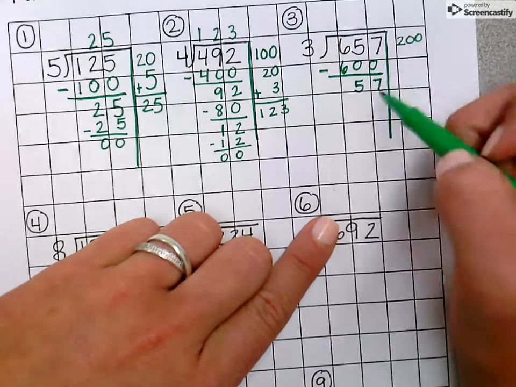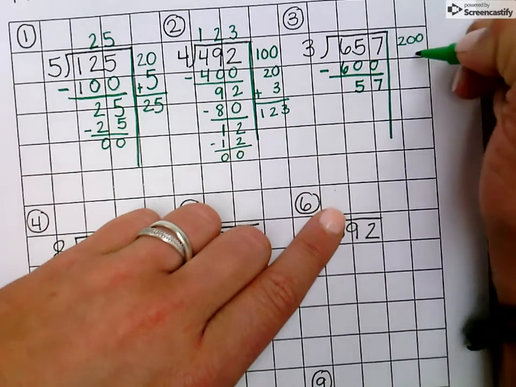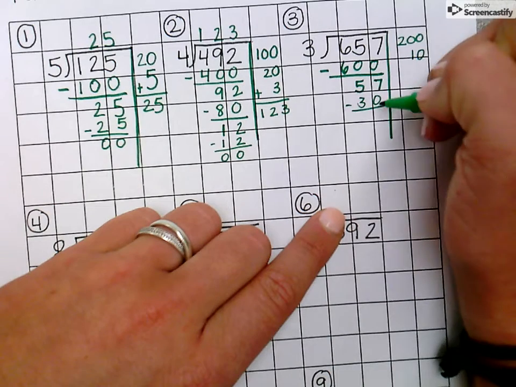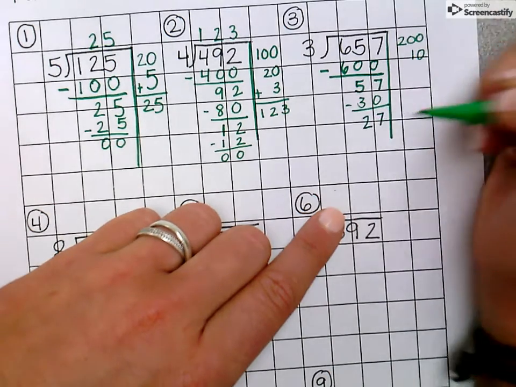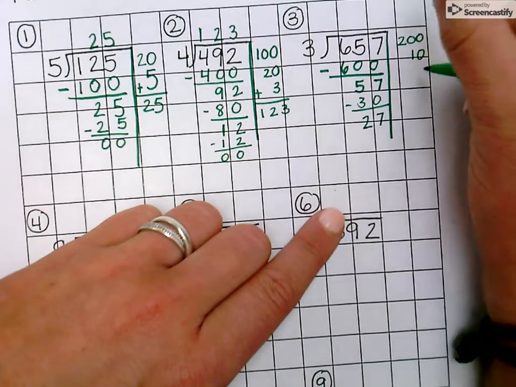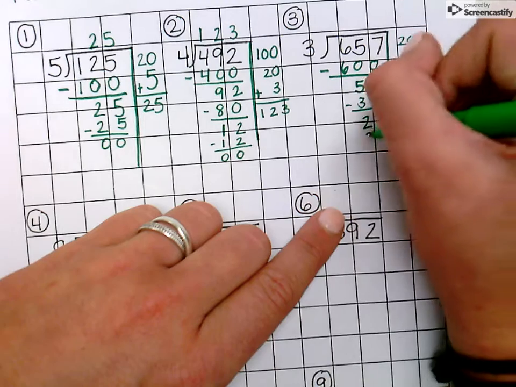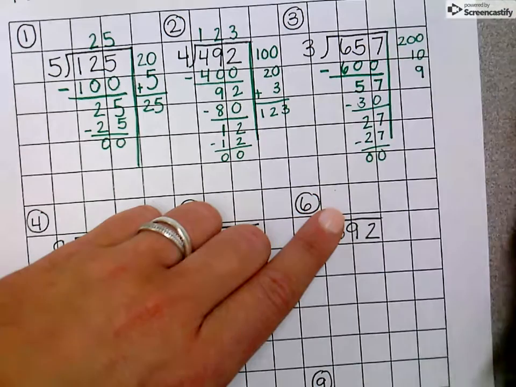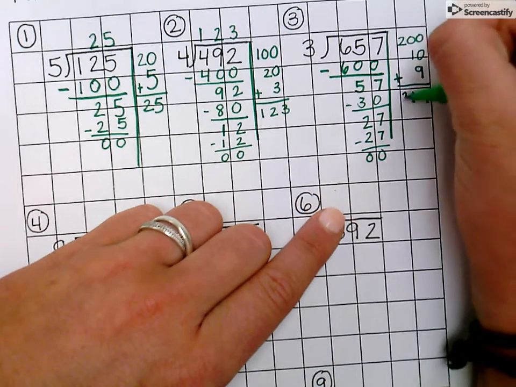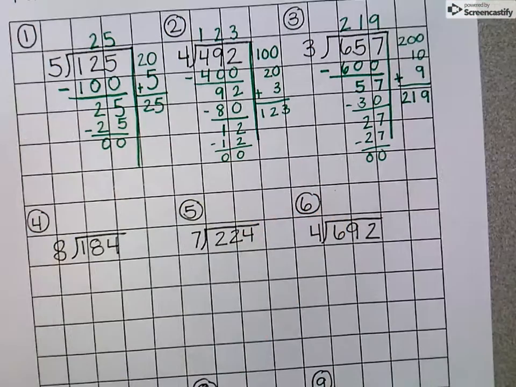How many times can 3 fit into 57? Pick something you know. 3 times 10 is 30. Subtract again. 7 minus nothing is 7. 5 minus 3 is 2. This number is still bigger, so 3 can fit inside of it. 3 can fit inside 27, or how do you get from 3 to 27? 9. 3 times 9 equals 27, and there's nothing left over. You're all done. Your last step is to add up your partial quotients. 219. 3 can fit into 657 219 times.